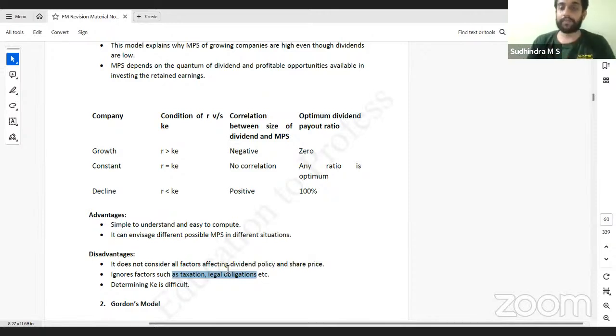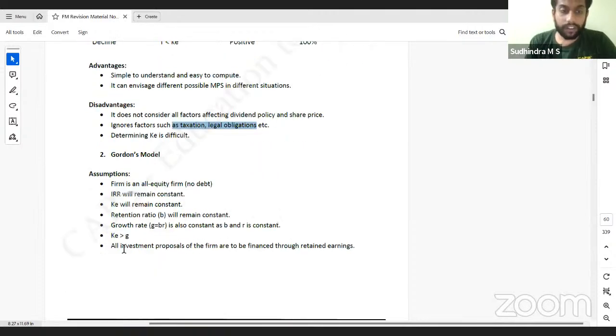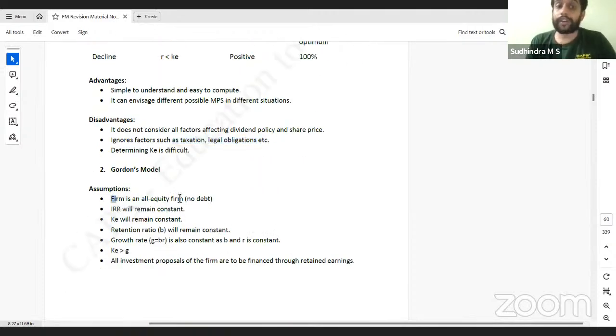KE is difficult. Then in Gordon's model, again assumption, firm is an all equity firm, no debt. IRR remains constant, KE remains constant, retention ratio B will remain constant. Growth rate G is equal to B into R is also constant. As B and R both are constant, G will also be constant. And shareholders' expectation is greater than G. That is what they consider. Why? Because in the formula, denominator we have KE minus G.